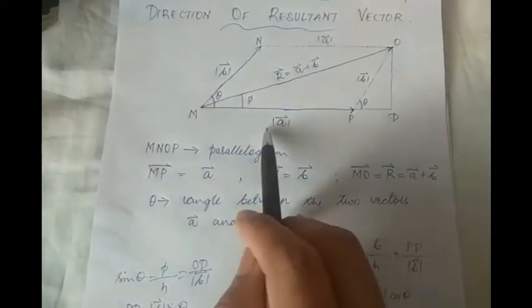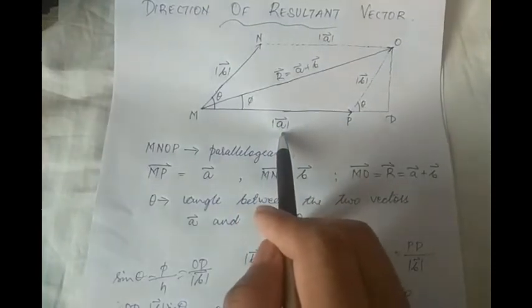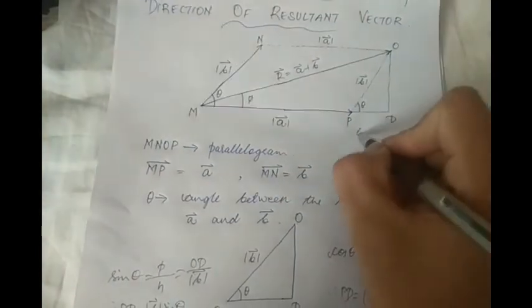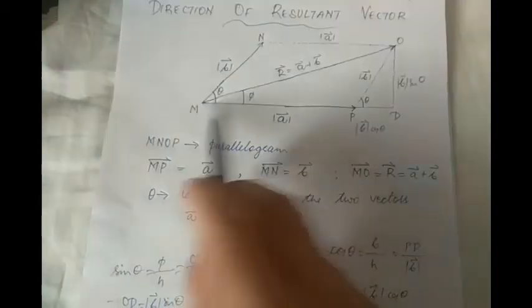Now, what is MD? MD is this length. We already know the length of MP is A, modulus of A of course. And PD we just found is B cos theta, and OD is B sine theta, remember that. So how much is MD? MD will be MP plus PD, which is A plus B cos theta. So that is exactly what I've written over here. MD is A plus B cos theta, since MD is MP plus PD.